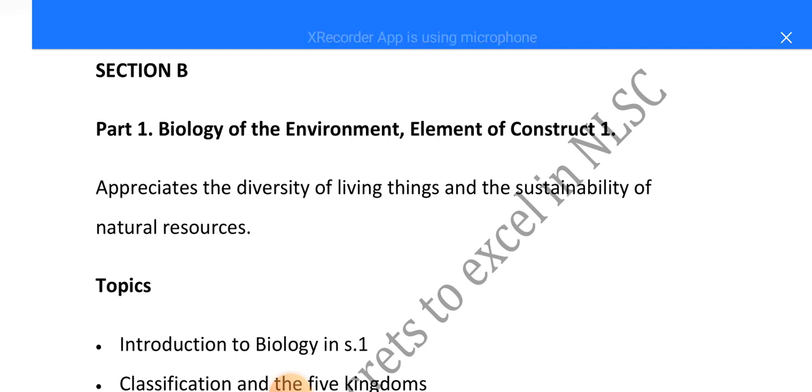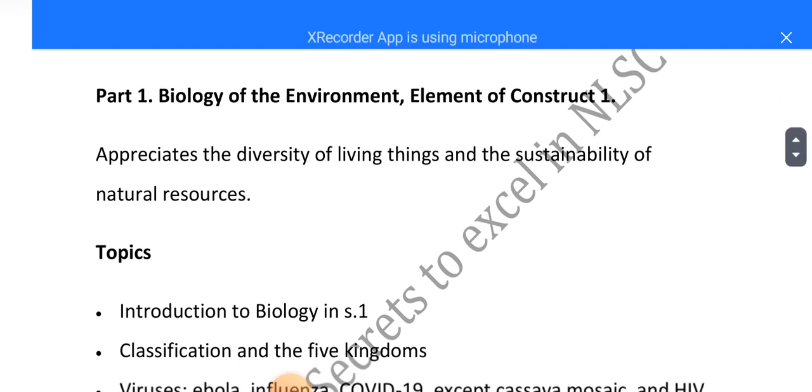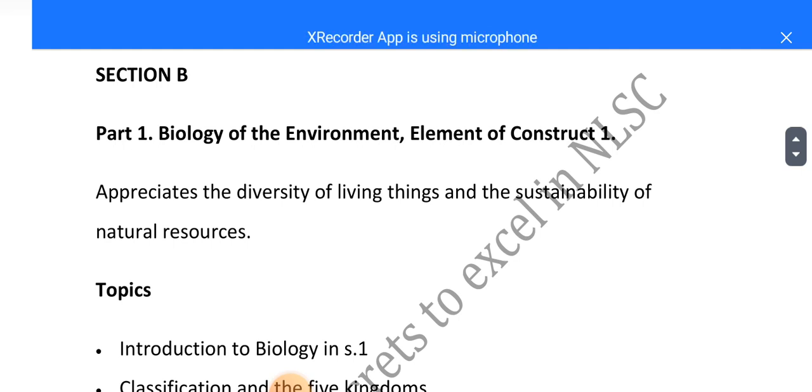Now here our major emphasis in section B part 1 is that we are going to look at only environmental biology, or biology of the what? Biology of the environment. And it is one of the simplest sections to pass. So here we are saying that a learner must appreciate the diversity of living things and the sustainability of the natural resources, because its major emphasis is about the biology of the what? The biology of the environment.